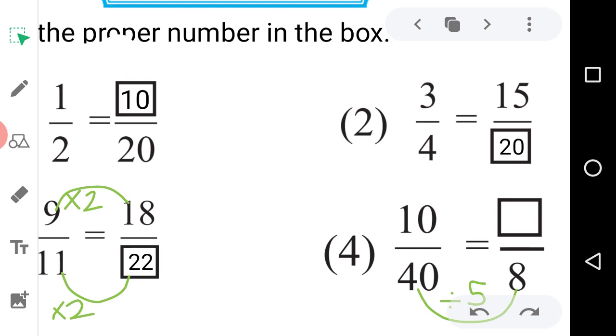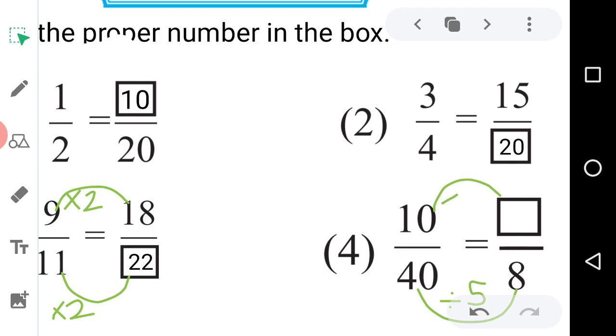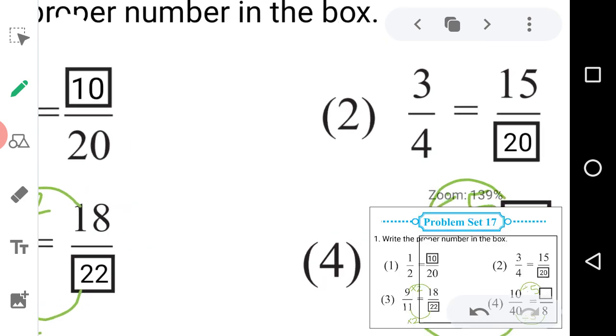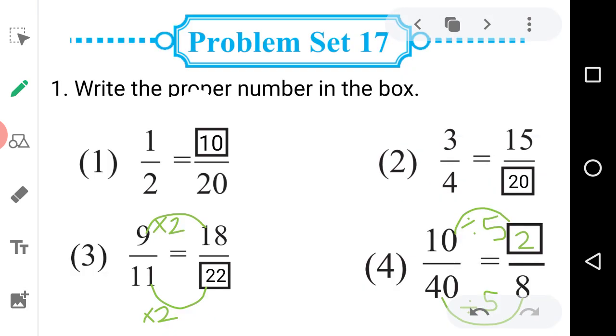So here we need to divide 10 by 5. 10 divided by 5 is 2. So here we get the fraction 2 upon 8.